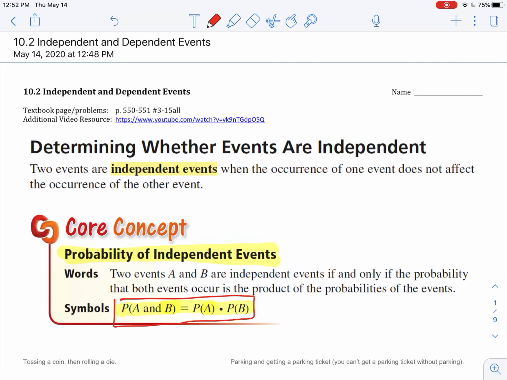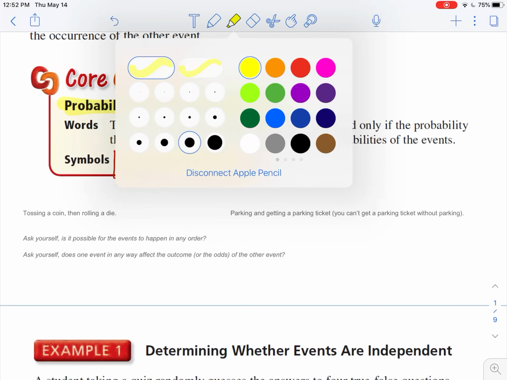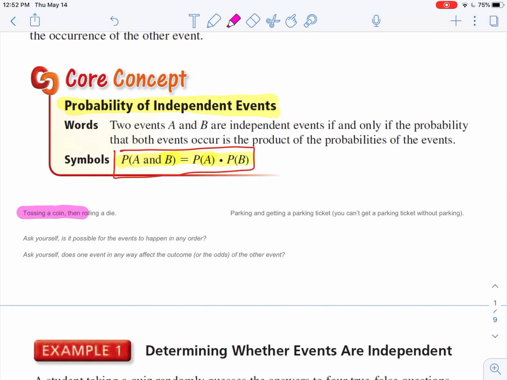But let's take a look. I gave a couple of scenarios here that might help us to understand the difference between independent and dependent. Here we're not using the letters A and B. We're actually thinking about a scenario. What I've given you here is, let's consider tossing a coin and then rolling a die. Well, how do I know if those events are considered independent or dependent?